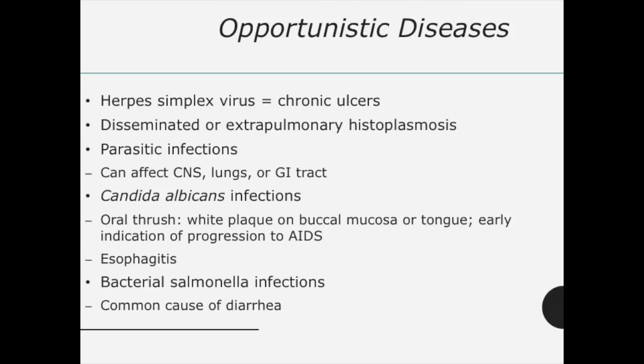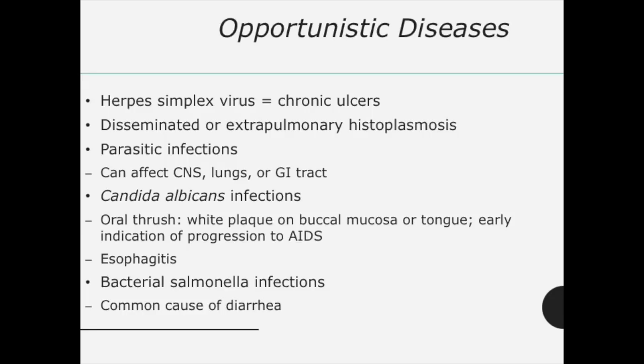Then you also think about the herpes simplex virus. So this is what gives us those chronic ulcers. We have disseminated and extrapulmonary histoplasmosis. So these are fungal infections. They can affect your CNS, lungs, or GI tract.